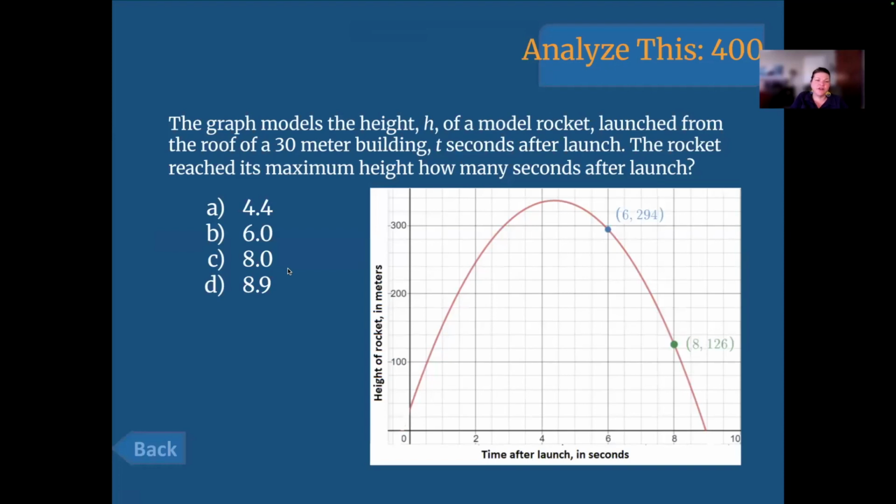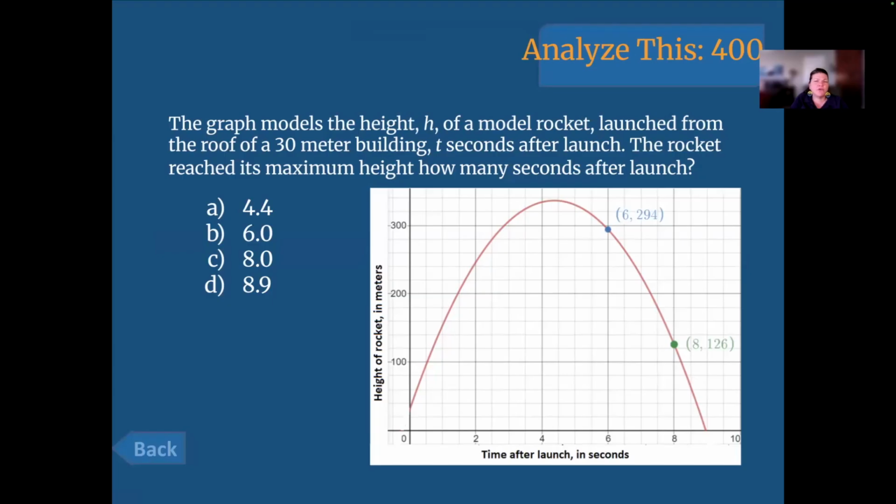Analyze this for 400. The graph models the height h of a model rocket launched from the roof of a 30-meter building, t seconds after launch. The rocket reached its maximum height how many seconds after launch?